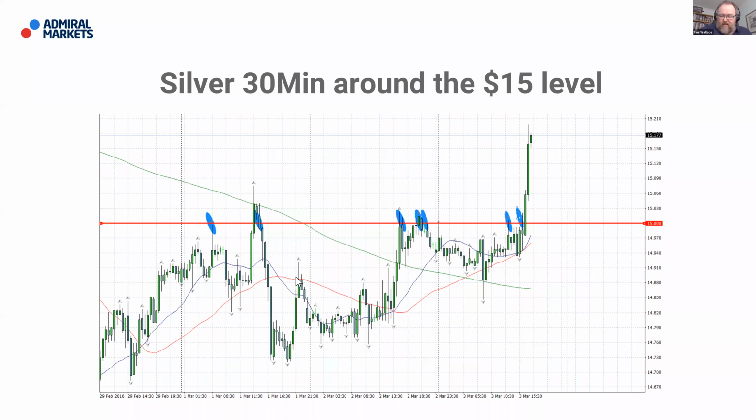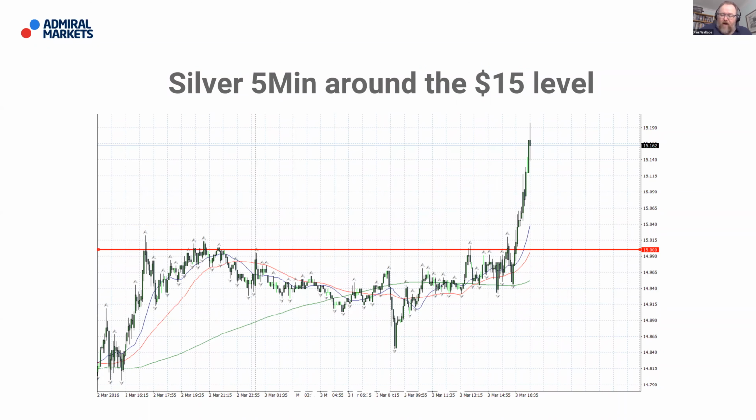So here's an example. This is silver, on the 30-minute chart, when it was trading around the $15 level. Big round number, psychological level, and hopefully you can see that every time it got up there, it got knocked back. There was a reaction. It got faded from that level until finally it broke through it and carried on in its upwards trajectory. But just looking at how markets react around those key big round psychological numbers is what provides us opportunities to scalp.